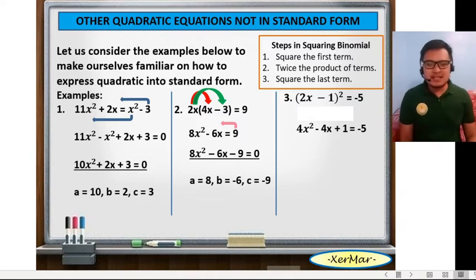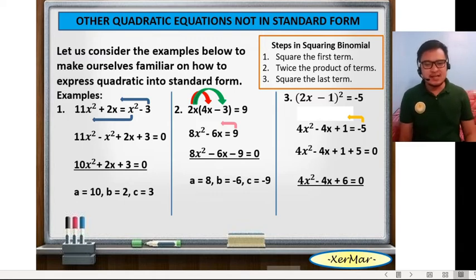Kukopyahin lang natin yung negative 5. So, ngayon, dahil si negative 5 ay nasa kanan, so kailangan natin siyang i-transpose sa kaliwa ng ating equation. So, we have positive 1 and positive 5. So, pareha silang positive. So, therefore, pwede natin silang i-add. At ang sagot ay 4x squared minus 4x plus 6. So, 1 plus 5 equals 6. And then, equal to 0 yung equation natin. And that is the standard form now.